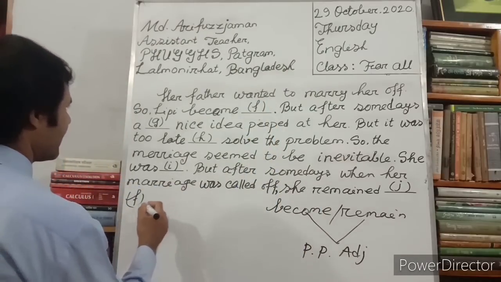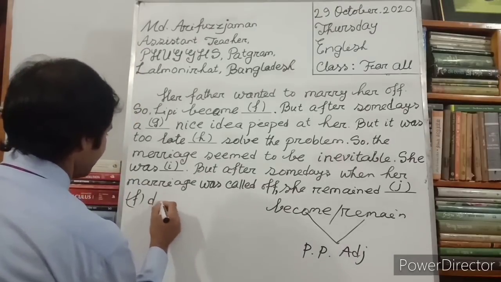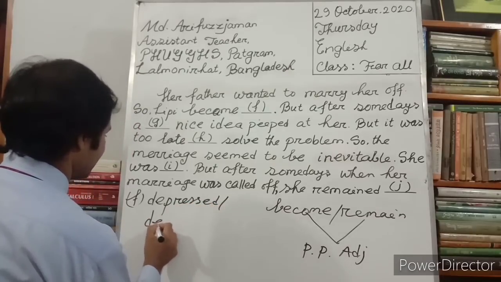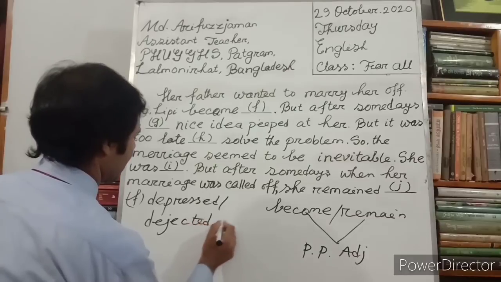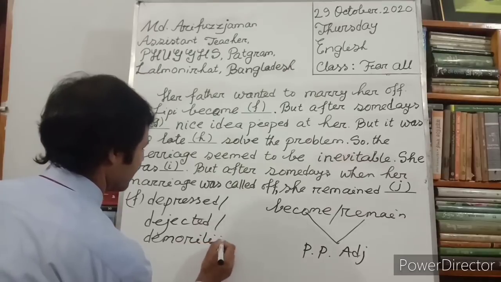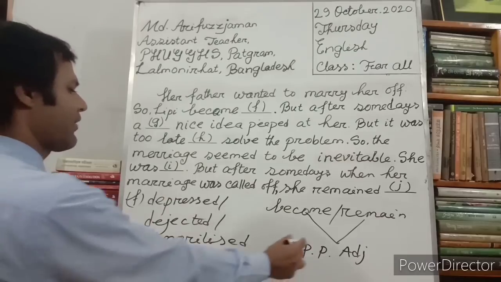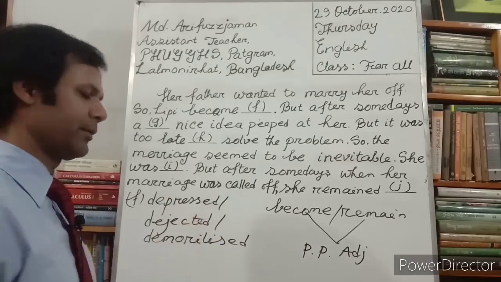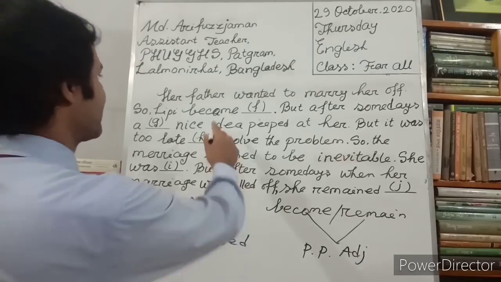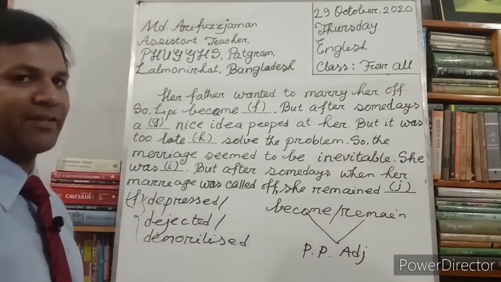Lipi became, most probably she was upset about something. So, it will be depressed or dejected. Or we also can write demoralized. These three words are past participle adjectives. They are past participles but used as adjectives. And bear in your mind, after the verb become and remain, always we have to write a past participle adjective word.